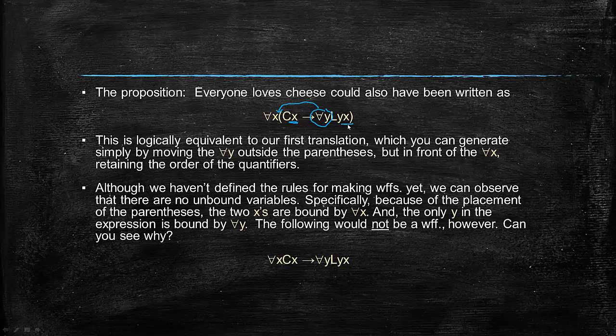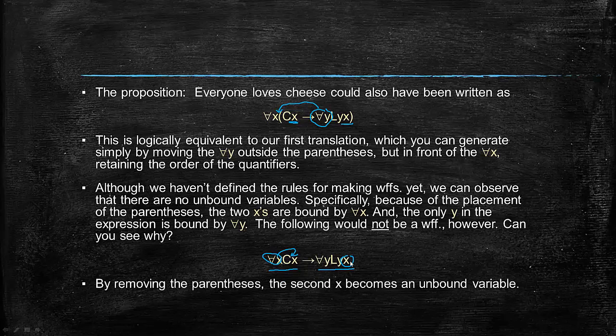This wouldn't be a woof though, right? Look at this. For all x, cx. If for all x, cx, then for all y, lyx. Can you see what's wrong with it? So for all x binds this, but because there's no parentheses, it's not binding this x anymore over here. So this is what we would call a free variable or an unbound variable, and that's not permitted in predicate logic.